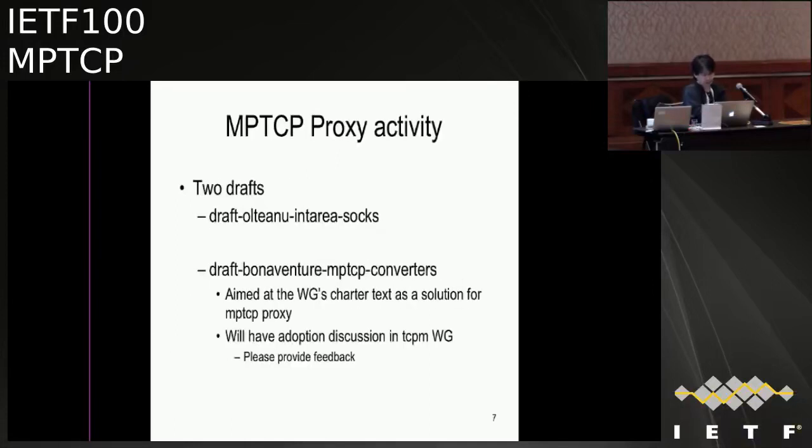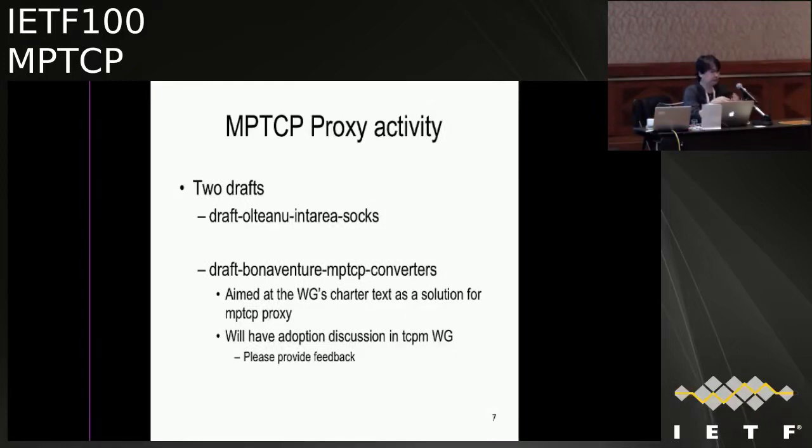Okay, moving on. There are several discussions about MP proxy activities these days, and currently we have two drafts. One is the SOCKS version 6 approach, which is purely an application protocol. The next proposal is the MPTCP converter. This draft is more focused on MPTCP to align with our charter text. But the converter text has some kind of generic mechanism, and because of this generic mechanism, we might apply almost the same architecture to other TCP extensions. For example, we might be able to apply this technology to TCP Inc., which might be an interesting use case.